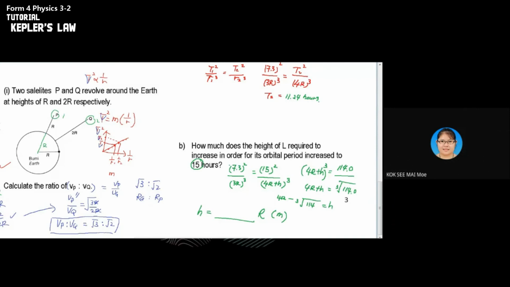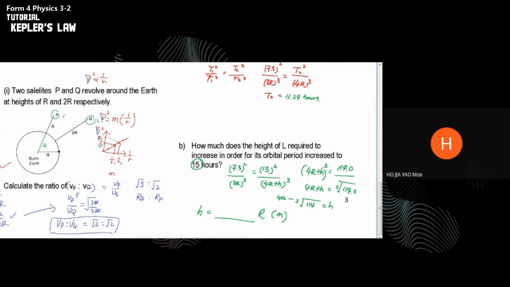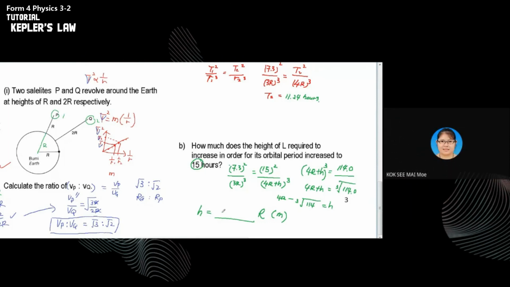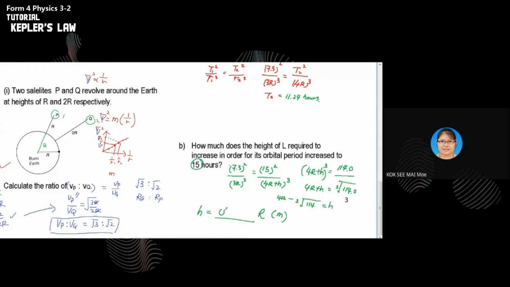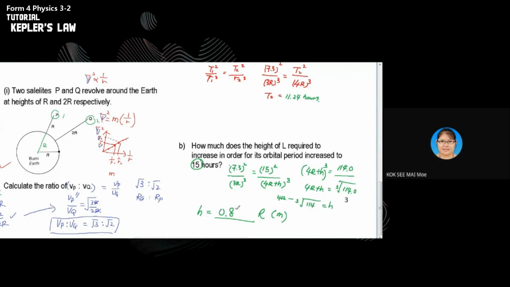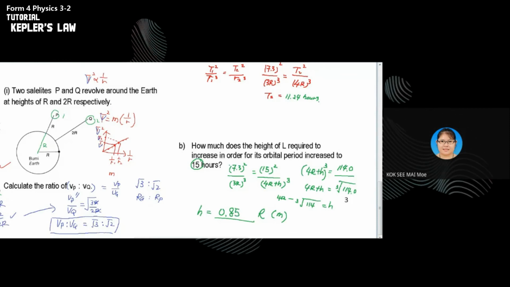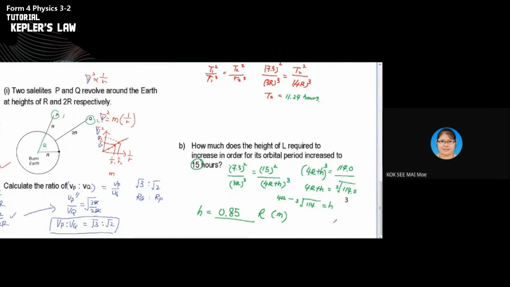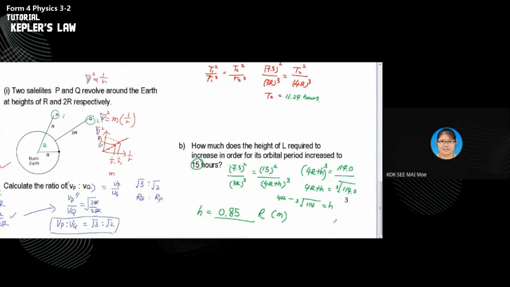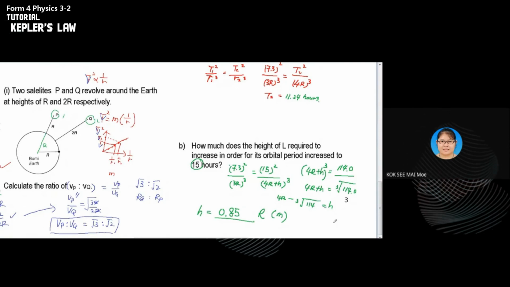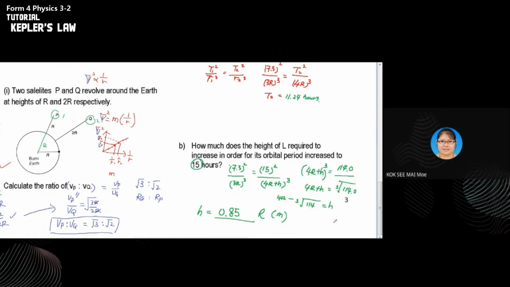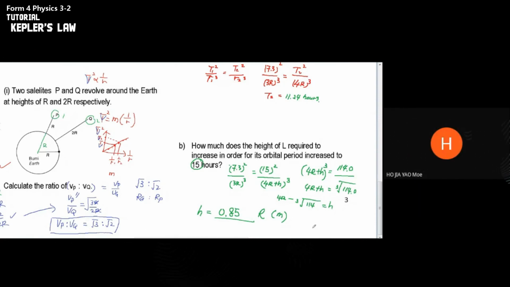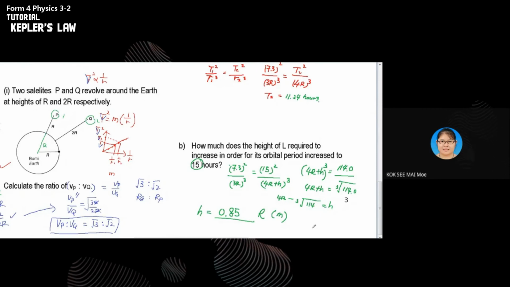What's the answer? 0.85. Remember, we still have R. R cannot be ignored unless the question gives you what R is. So the answer is 0.85R. That means if you want to get 15 hours, your satellite needs to move some more 0.85R away. So this one is B.